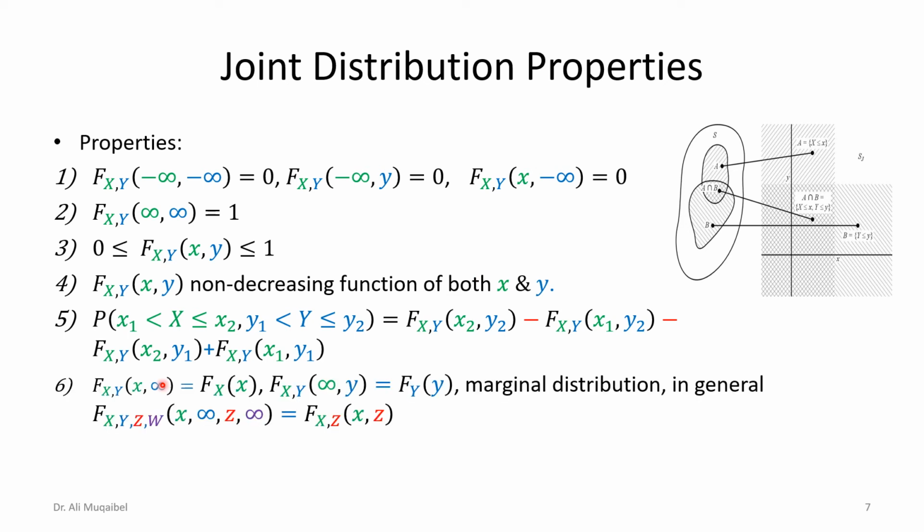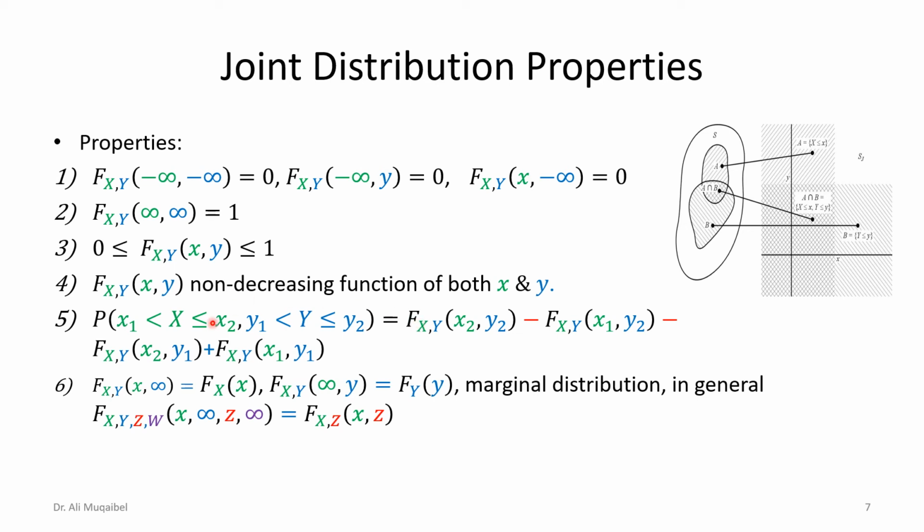And the final property here, if you want to get the marginal CDF from the joint, all you need to do is to substitute infinity for the other variable. So if you put y equal to infinity, you get F of x. If you put x equal to infinity, you get F of y. You can also generalize if you have multiple random variables, like here we have 4. Whatever is substituted with infinity will be marginalized and I get the remaining variables.